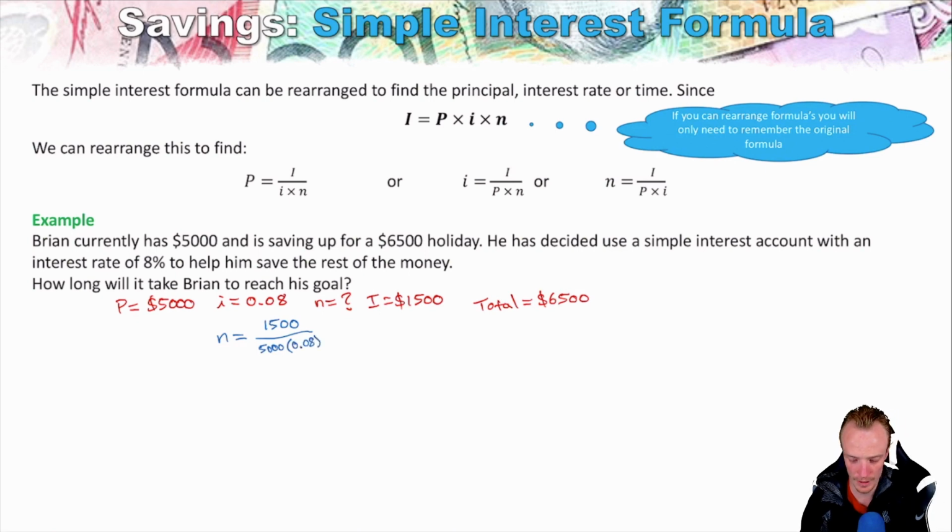So now, once again, we just put this into our calculator. So 1,500 divided by 5,000 times 0.08. And we find that N is going to be equal to 3 3/4 years. So that sort of summarizes it. We can obviously use the simple interest formula to calculate the interest itself. If you need the future value or the balance at the end, then you need to add that to the principal. But we can also rearrange the formula to either find the principal, the interest rate, or the time.